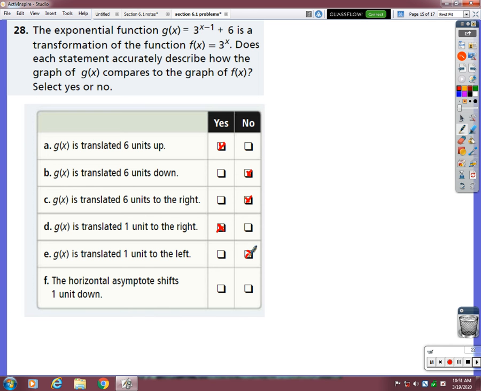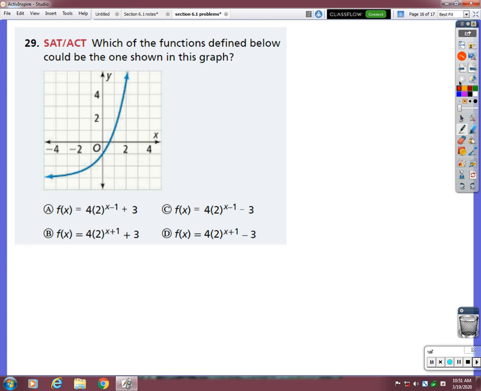Okay, then the horizontal asymptote shifts 1 unit down. No, the horizontal asymptote would shift 6 units up. So liar, liar, pants on fire. These two things are the only ones that are correct. All right, then last one.